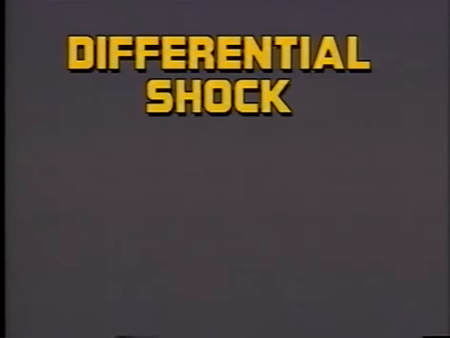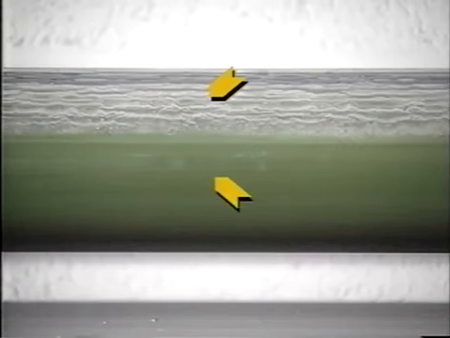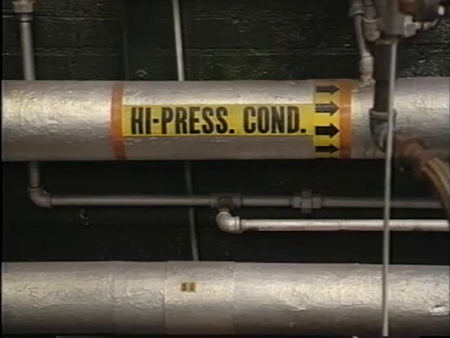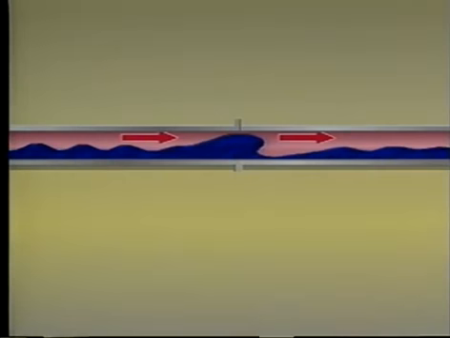Differential shock, like thermal shock, occurs in biphase systems. Differential shock can occur whenever steam and condensate flow in the same line, but at different velocities, such as in high-pressure condensate return lines. In biphase systems, the velocity of the steam is often 10 times the velocity of the liquid. If this gas flow causes condensate waves to rise and fill the pipe, a seal is formed with the pressure of the steam behind it.